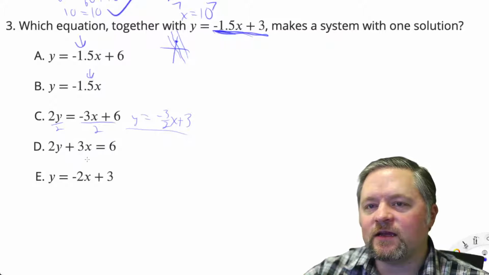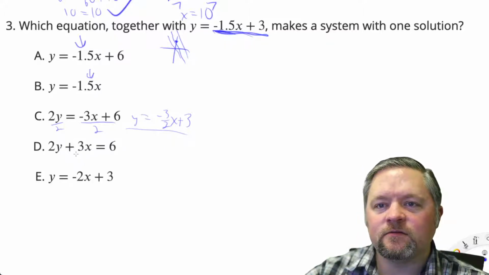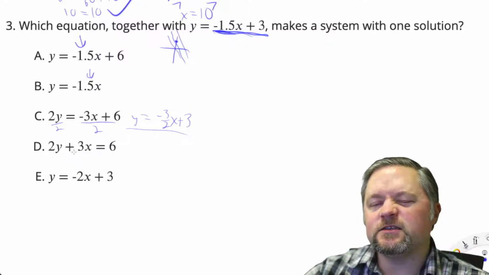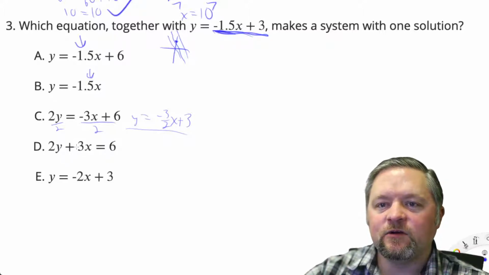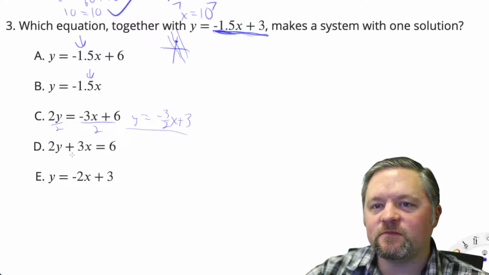D right here is going to, if we want this to look like y equals mx plus b, we've got to lose the 3x from this side, put it on the other side.